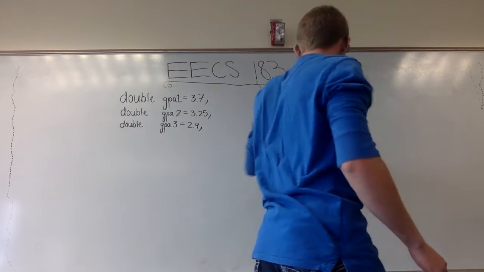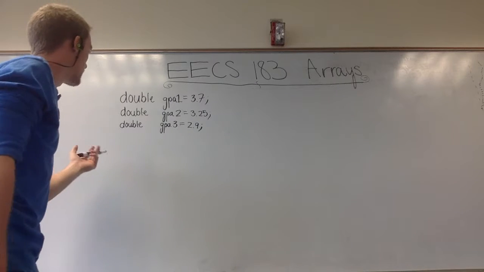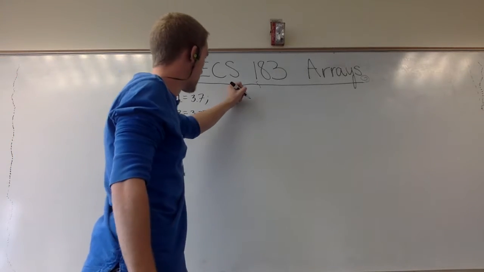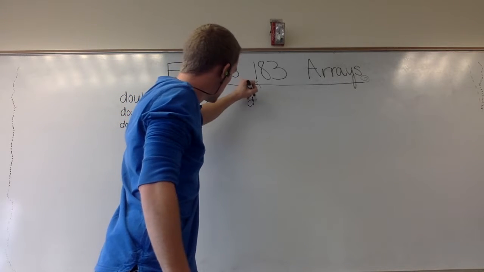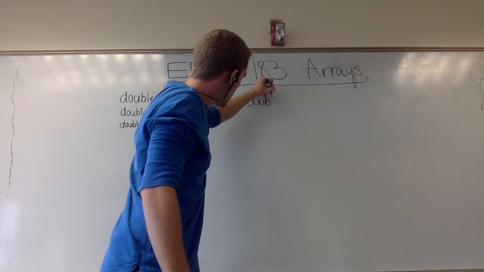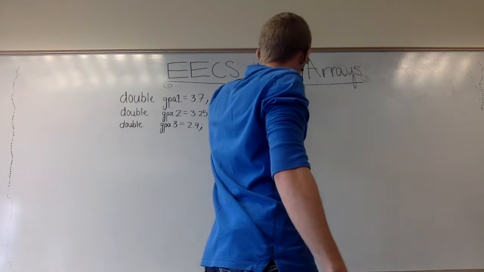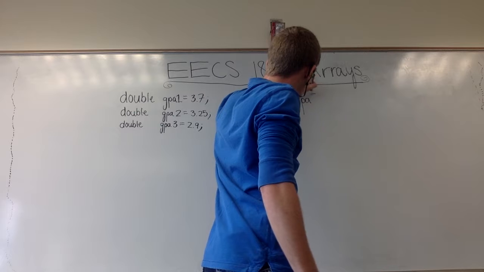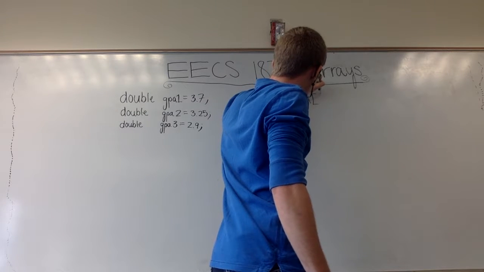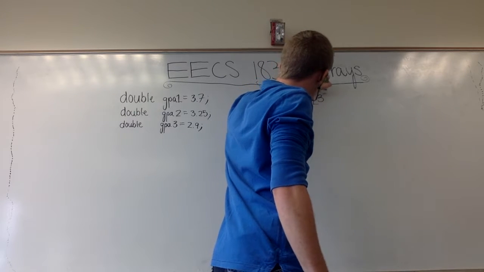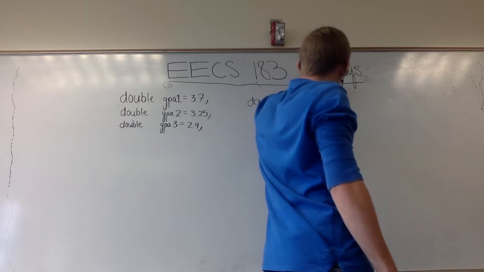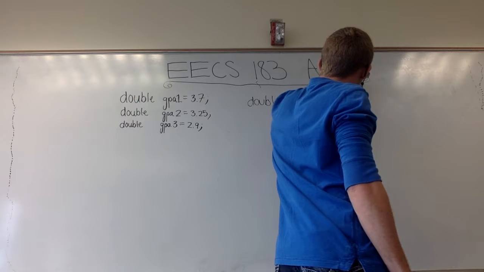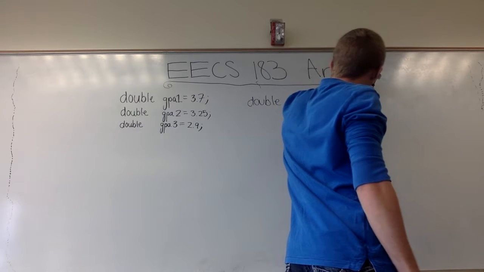Now going back to our GPAs, how would we turn this into an array? We have our data type, double. We have the name, GPA, and we have in brackets the size of the array. And then we can write the values down.